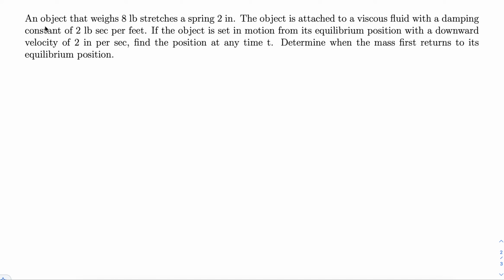Read the question carefully. An object that weighs 8 pounds. So from this weight we can find the mass. The mass of the object is 8 pounds divided by 32, the acceleration due to gravity, so 1/4. It stretches a spring 2 inches. That's the stretch length, uppercase L, which is 2 inches. So we need to convert into feet, so 1/6. From this stretch length, we can determine the spring constant.